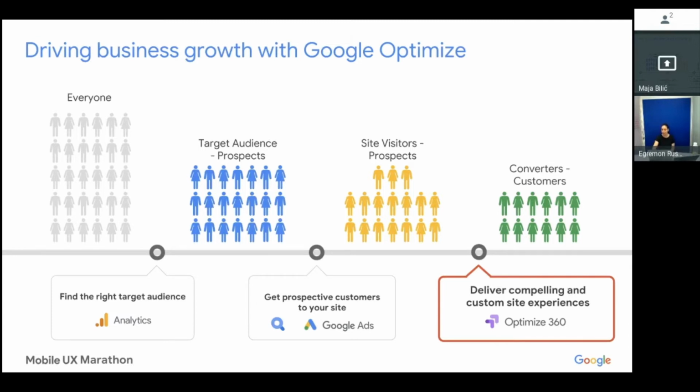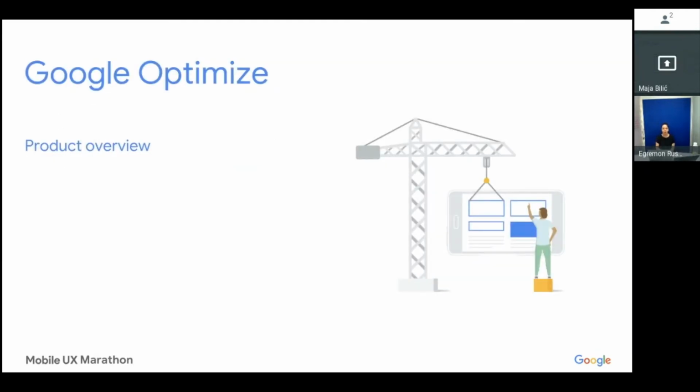What does that mean in detail? Google Optimize has a few functionalities. As an A/B testing tool, it has to provide us multiple ways of experimentation and personalization on your website.